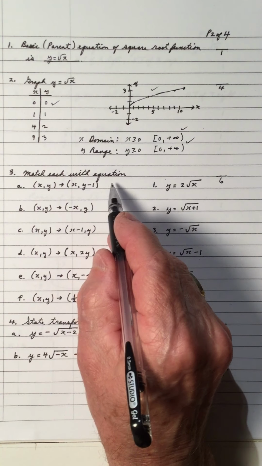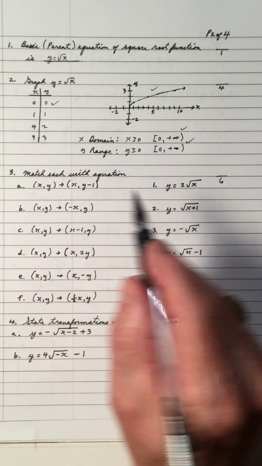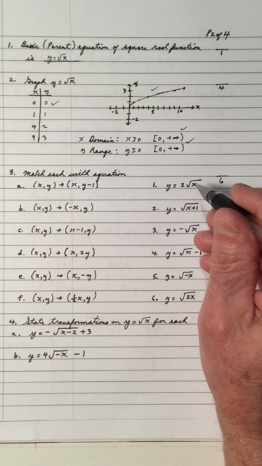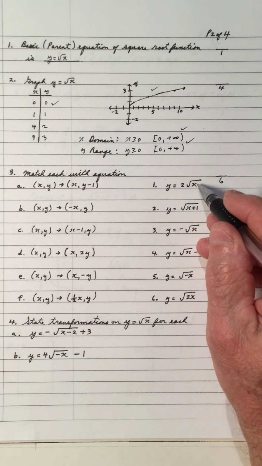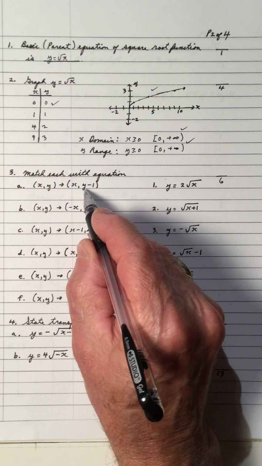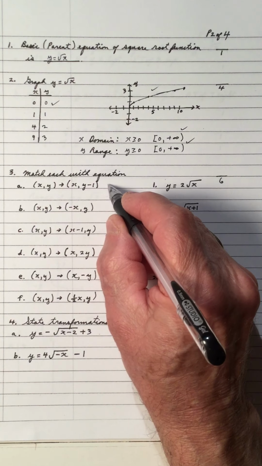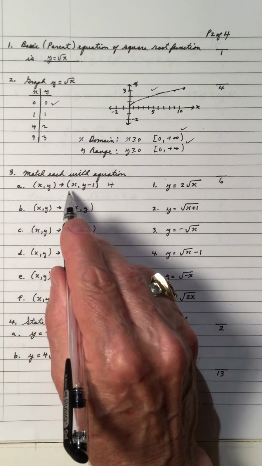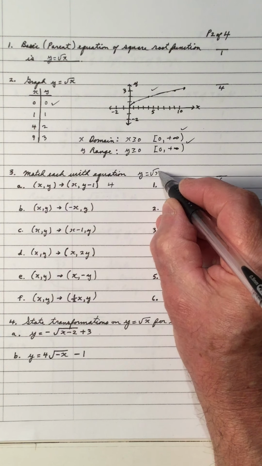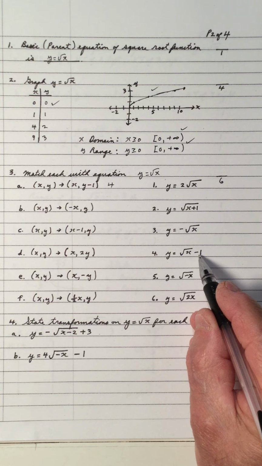Number 3, match each equation. I have a mapping rule and an equation. For this mapping rule on the square root equation, or radical equation, there's no change in the x, but the y is y minus 1. So the y minus 1 is number 4. Remember the equation is y equals root x. There's no change in the x, but 1 is subtracted from the y.